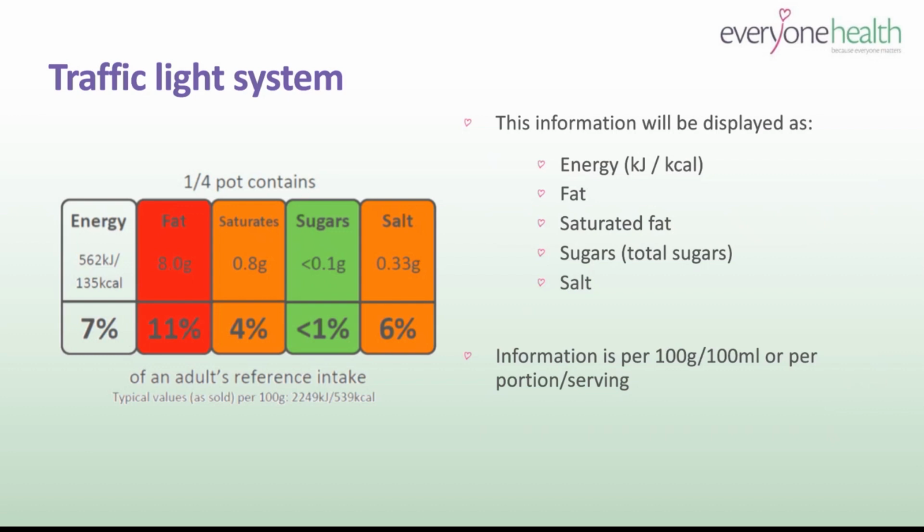And it's best to know that this is per 100 grams. Now you can see the red is obviously going to be bad, the orange is going to be okay, green's going to be good. But we'll speak more about the amber section in more detail soon.